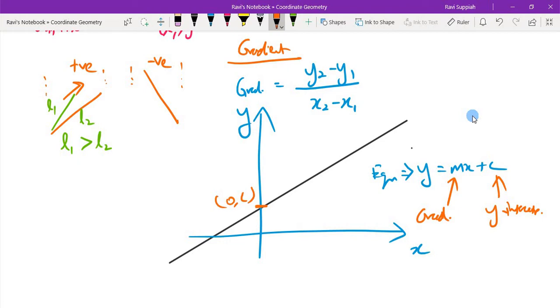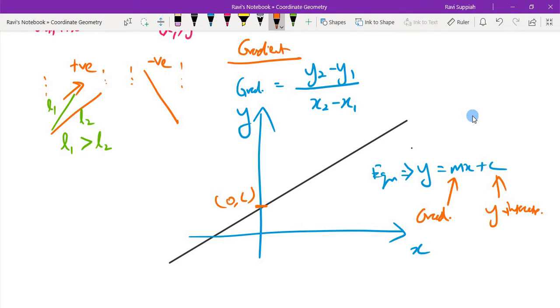That means where the line cuts the y-axis, and the m I can obtain based on knowing two different points. Okay, so in order to find the gradient m, I need to have two different points, (x1, y1) and (x2, y2), and then I can find the gradient. Okay, so this is basically the overview.